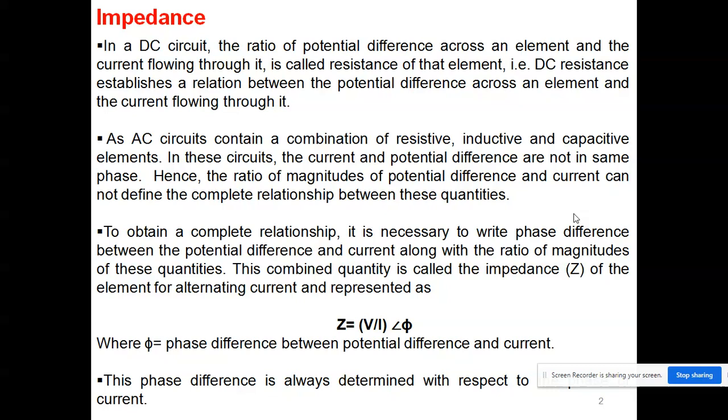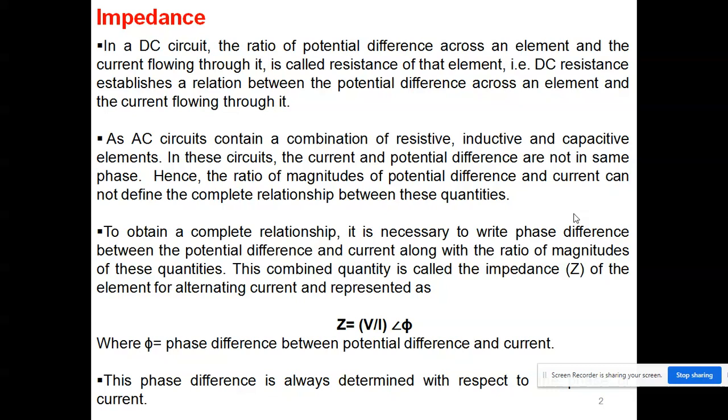Let me first introduce one term, which we call impedance. As we know, in a DC circuit, the ratio of potential difference across an element and the current flowing through it is called the resistance of that element. It means DC resistance establishes a relation between potential difference across an element and the current flowing through it. But as we know, AC circuits contain a combination of resistive, inductive, and capacitive elements.